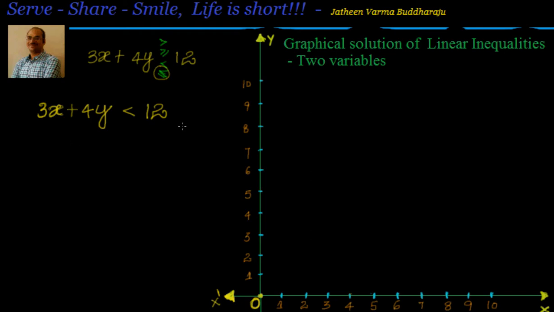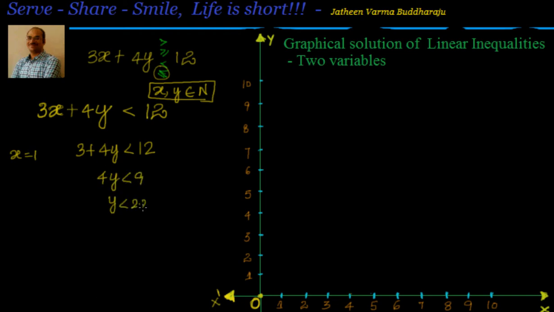What you can do is fix a condition: let us say x comma y belongs to N, so they are natural numbers, and automatically x starts with 1. If I take x equal to 1, this becomes 3 plus 4y less than 12, or 4y less than 9, so y less than 2.25. The natural numbers less than 2.25 are only 1 and 2. So the ordered pair solutions are 1 comma 1 and 1 comma 2.